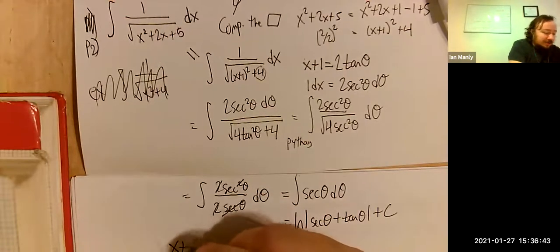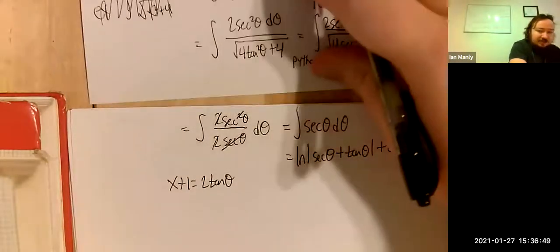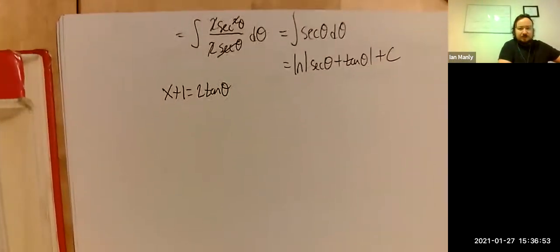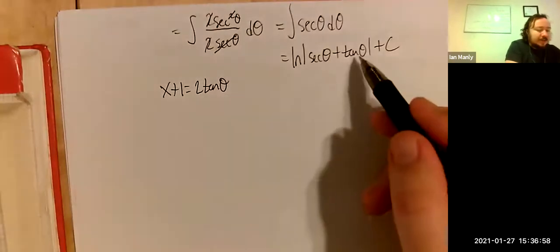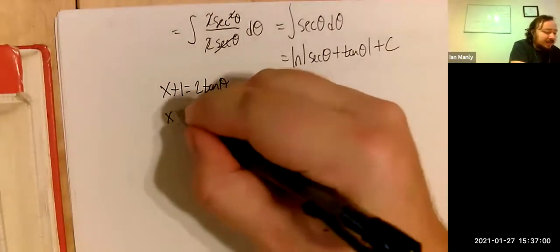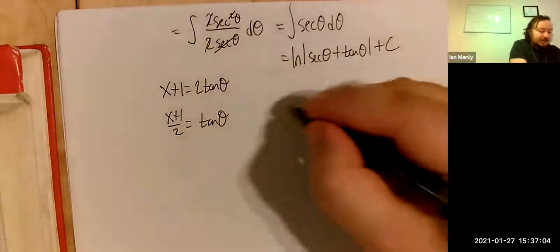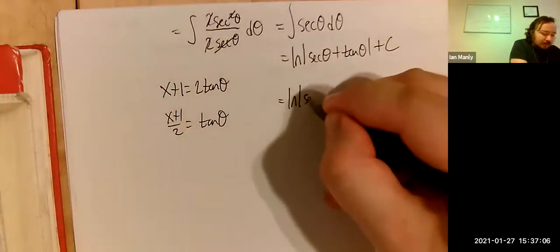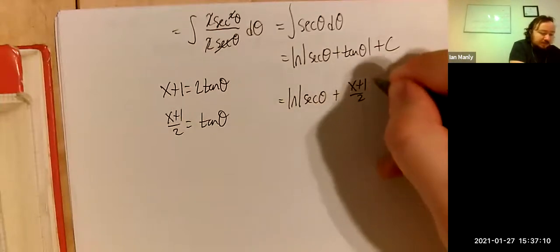So we have our substitution x plus 1 is 2 tangent of theta right here. How did this get shifted up so much? There we go. We have x plus 1 is 2 tangent of theta, and that's actually pretty nice, because if I just divide this by 2, I know what tangent of theta is. So right away, I immediately know what this is. It's just x plus 1 over 2.